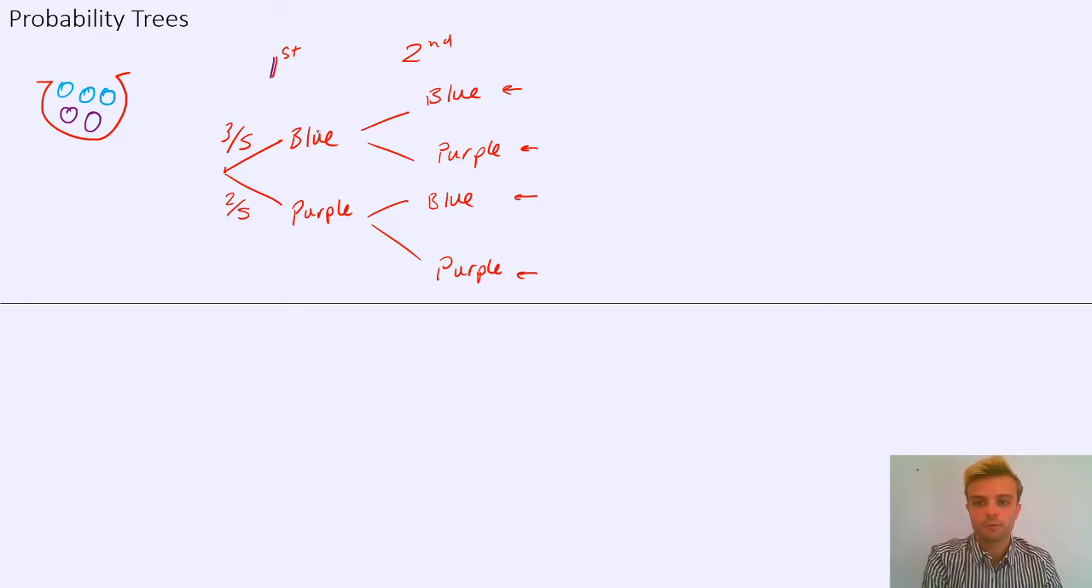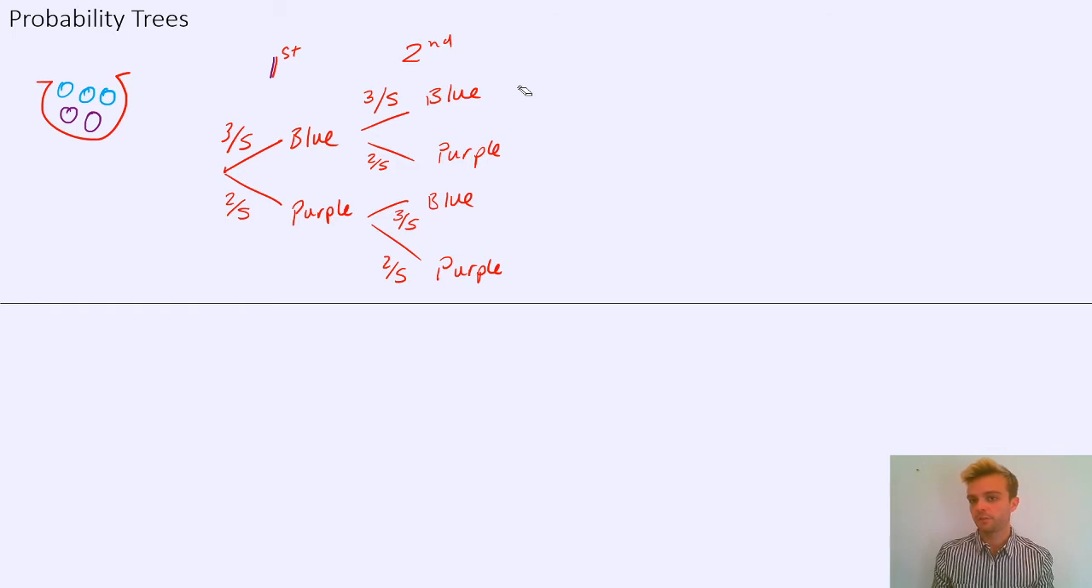So if my first ball was blue, and I then put that ball back and pick another one, what's the probability that this one is blue? Well, because the bag looks exactly the same now as it did at the beginning, there are still 3 blue balls in there out of 5, so it's still 3/5. And for the same reason, the probability that I pick purple is still 2/5. Same again down here, still 3/5 and still 2/5.